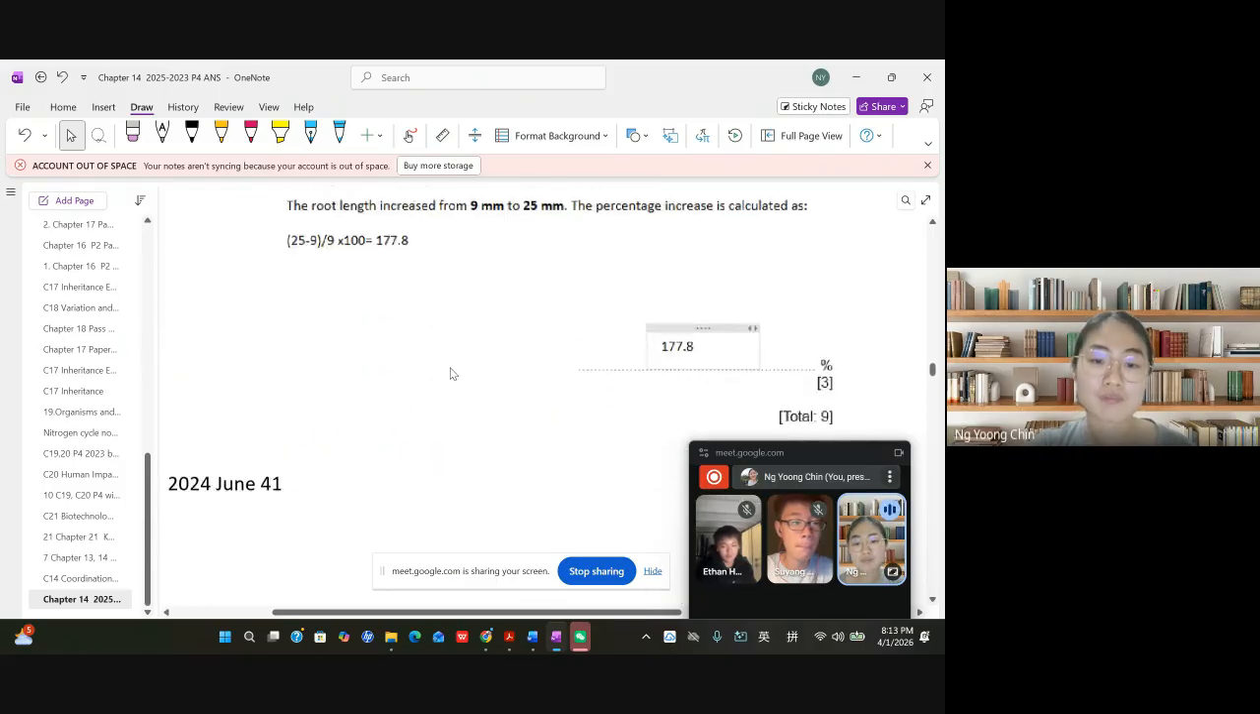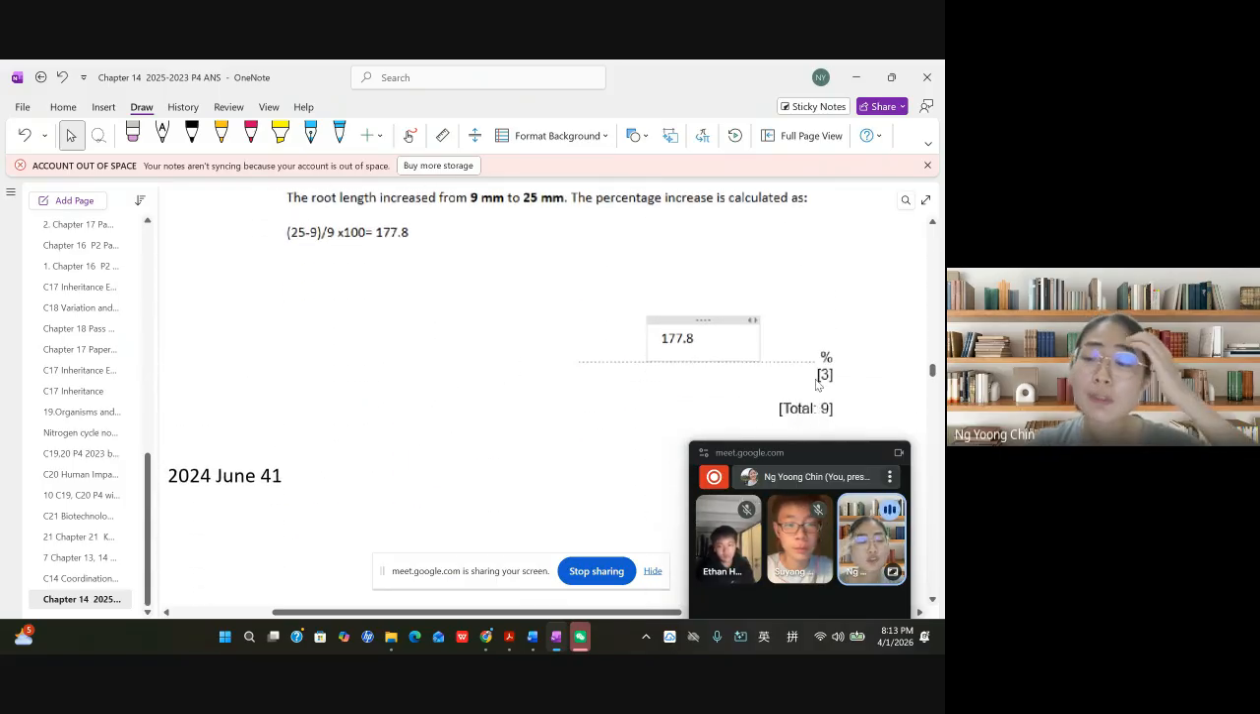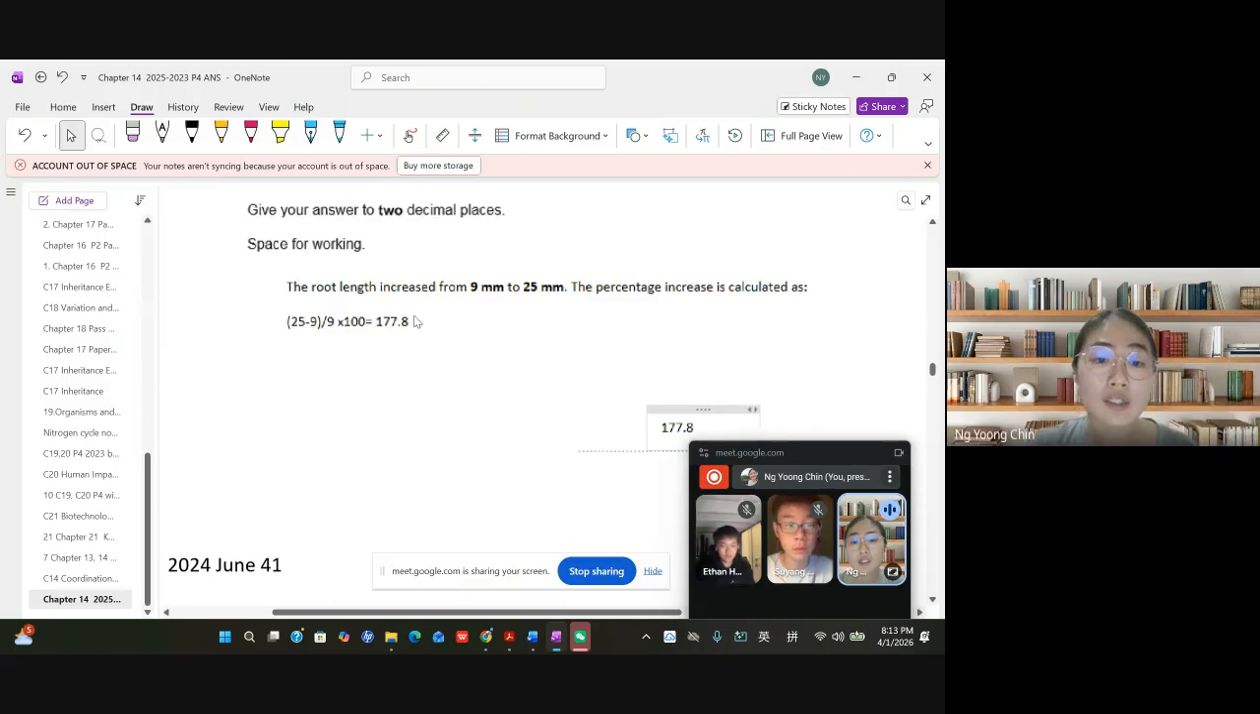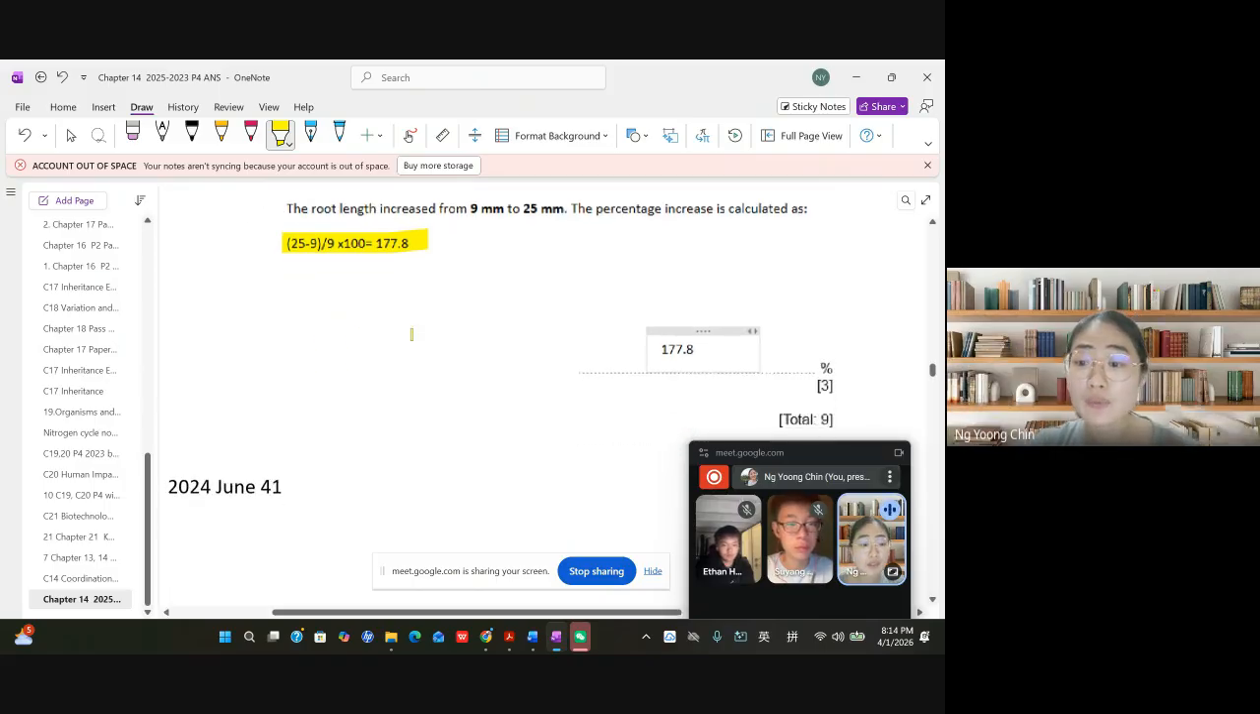But okay, so this is 3 marks. So the 3 marks, they will give you about what? They give you a calculation, okay? And then you should write down the steps clearly. Don't just give the answer, write the steps clearly, so that you will get the 3 marks.